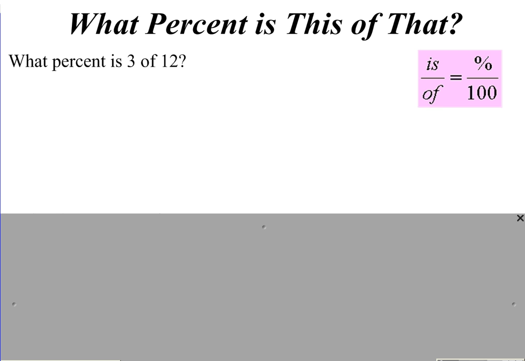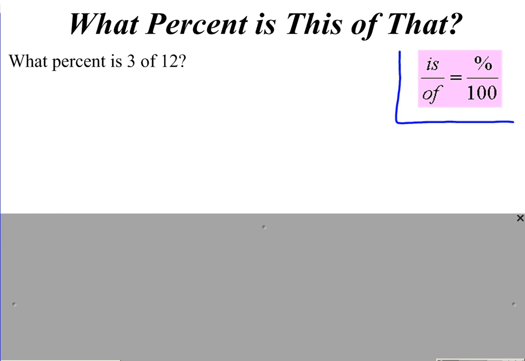I'm going to show you two different ways to solve these types of problems. It does not matter which method you use. Whatever you are most comfortable with, use that method. Some students prefer this over here on the right. Is over of equals percent over 100. It's not how I'm going to do most of them. If you've learned that in the past, that is what you're comfortable with, stay with that method.